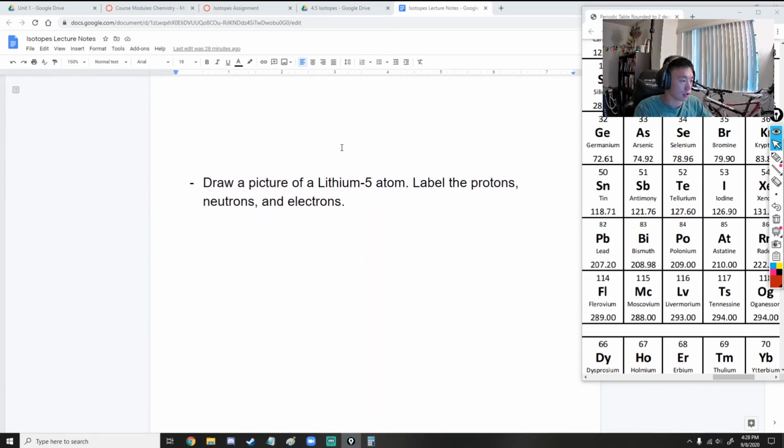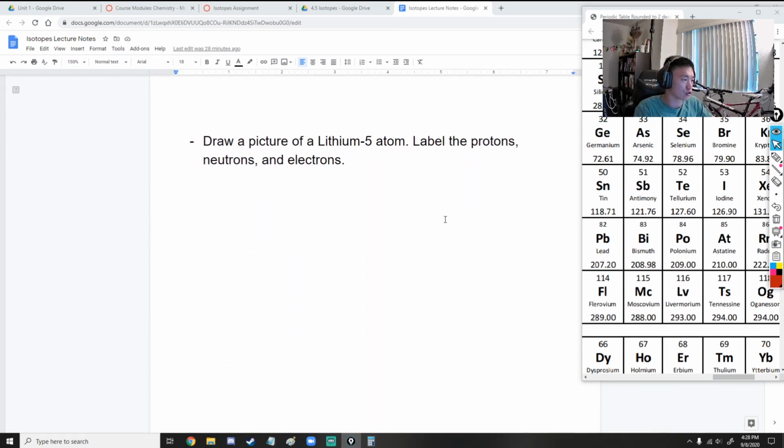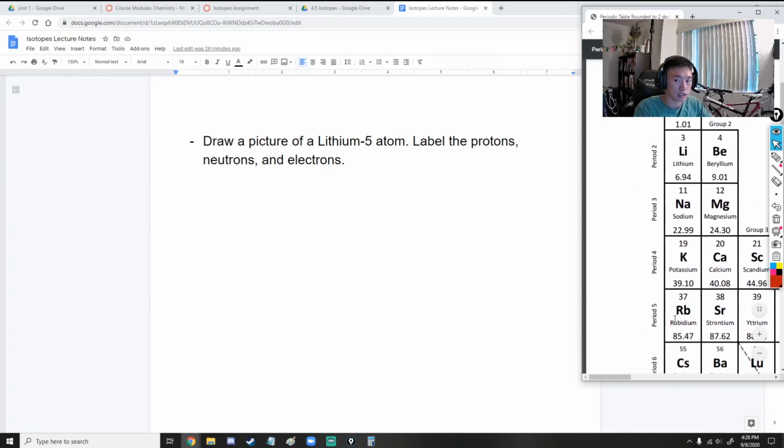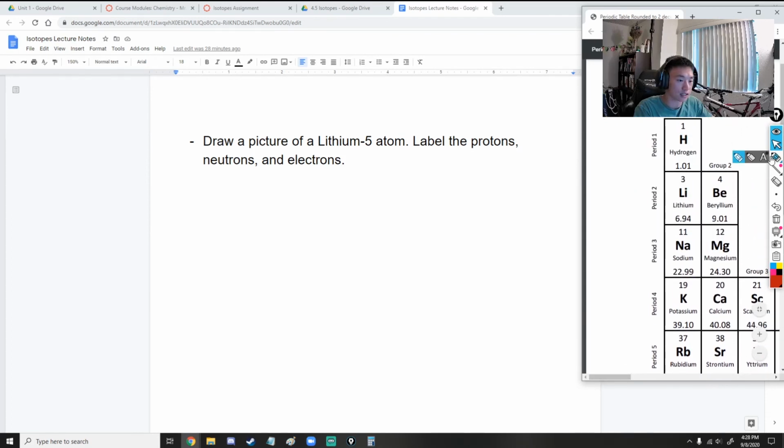All right, so here in this problem, it's asking you to draw a picture of lithium-5. So before we start anything, we're going to look for lithium on the periodic table. Lithium is going to be on the top left-hand corner. Okay, so it says to label the protons, neutrons, and electrons. So in order to solve this problem, I need to know how many protons there are, how many neutrons there are, and also how many electrons there are.